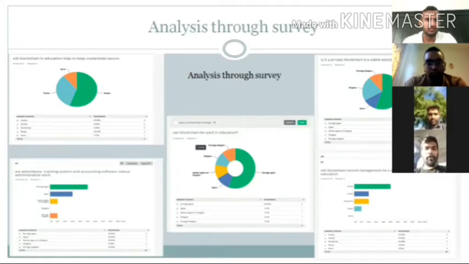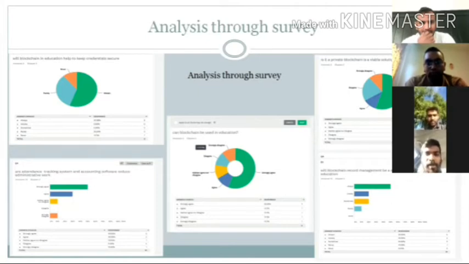More than 50% say always, and when you see in this survey, there are a few cases of little, rarely and never, but more than 50 to 60% are in the always category, like in keeping the credentials secure, accounting software reduce and administration. In everything, more than 60% of people agree to blockchain development in education, whether it comes with the tracking system or accounting software reduce.